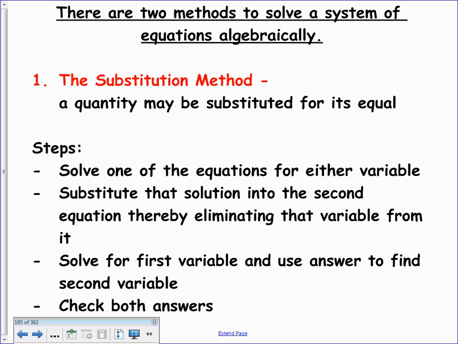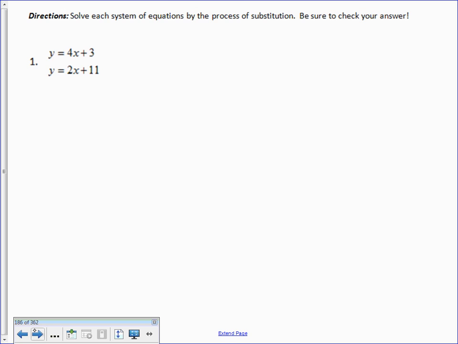So let us start, this is the homework for tonight. Let us start with question number 1. I get y equals 4x plus 3, and y equals 2x plus 11. And I could very easily put this into my calculator and solve it using the graphing calculator. However, my directions say to solve using the process of substitution. So I need to use an algebraic approach.